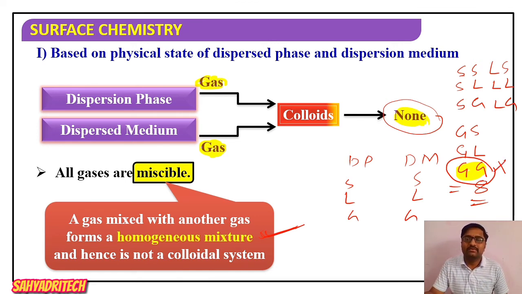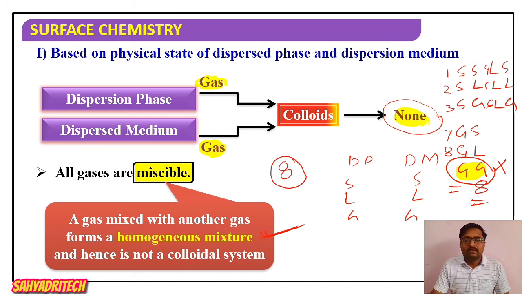But what are the remaining forms? 1, 2, 3, 4, 5, 6, 7, 8. So these are the 8 possible types of colloids considered, except gas in gas. So if I consider the physical state of dispersed phase and dispersion medium, totally 8 types of colloidal systems are possible. Whatever I have discussed is very important, even from the entrance exam point of view. Those examples are very important.